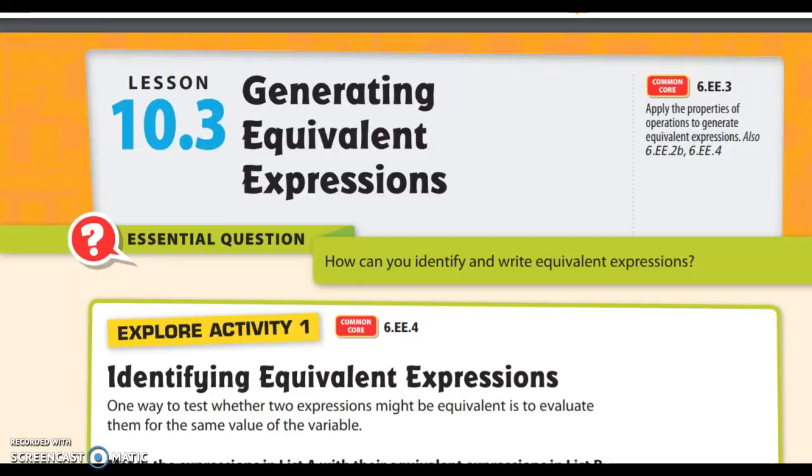This is lesson 10.3, Generating Equivalent Expressions. This is page 275. The essential question: how can you identify and write equivalent expressions? Explore activity 1.